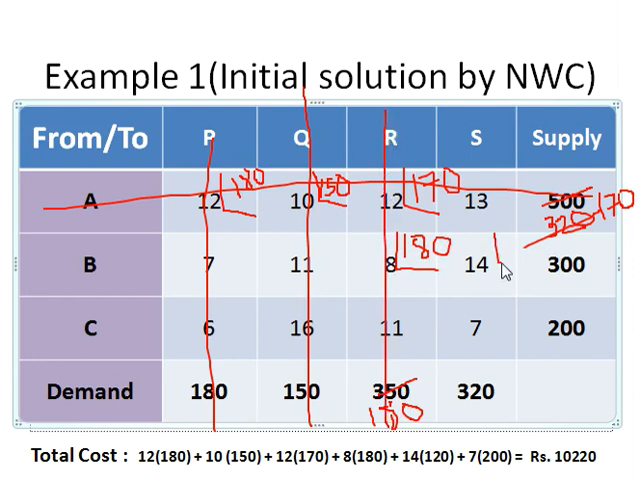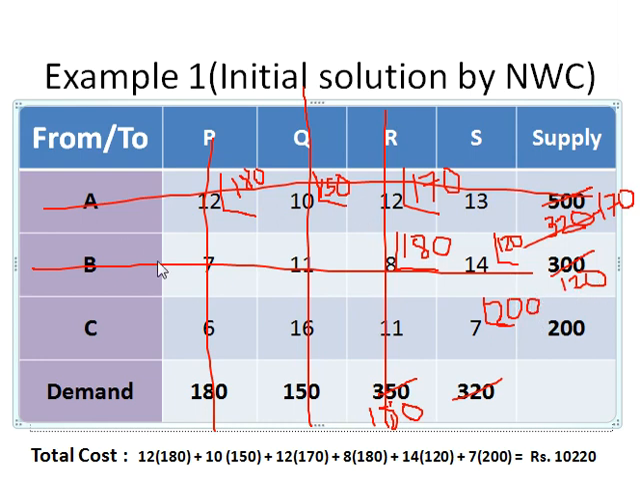The next available corner is this one. From the remaining supply you have to deduct this 180, so the remaining quantity is 120 here, and demand is 320, so you can allot 120 here. Again this is satisfied, you can strike it out. Only this corner remains, we have a 200 supply, and out of 320 we have consumed 120, so the left quantity is 200, so you can allot 200 here.